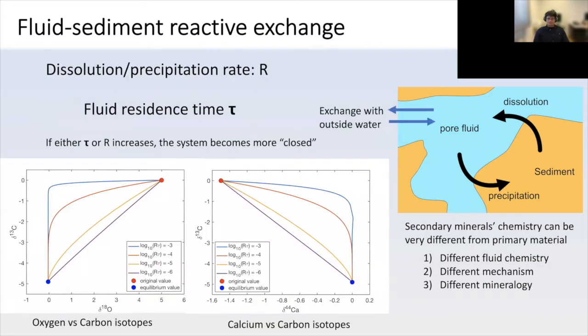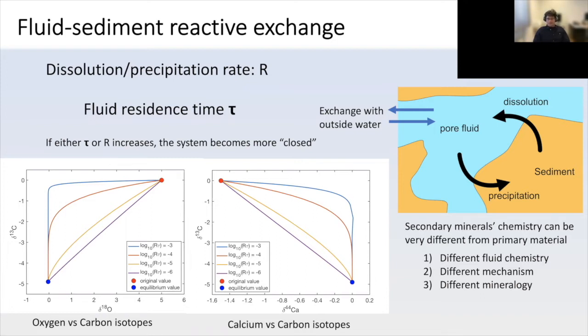An example of this is here. I take this cartoon where you have sediment exchanging with pore fluid, and then you have some lid on the system. You have some exchange with an outside source of water that is, let's say, seawater. And if you have a reaction that's faster than the exchange rate, than the residence time of the water in your system, you can saturate the fluids with respect to the element in question, and then that composition won't change over time. So here I'm showing three isotope systems. I'm showing carbon, which is the y-axis on both plots, versus oxygen and versus calcium isotopes. And you can see that depending on the ratio of the turnover time, so the residence time of seawater, which is tau, and the reactive term, which is R, you can have very different relationships between these isotope systems.